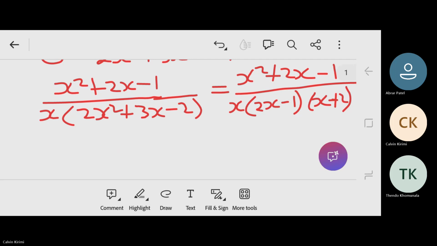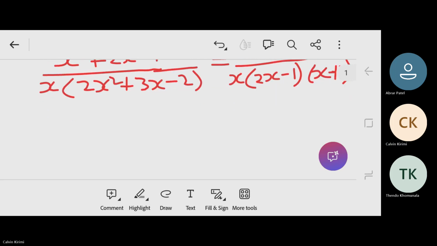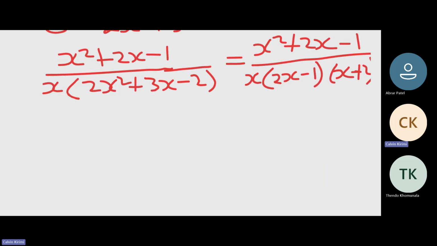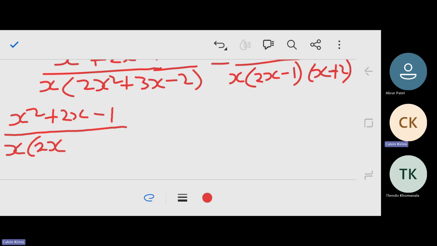For example, x squared plus 2x minus 1 over that denominator which we have factored out, which means it's x, bracket 2x minus 1 as a factor, bracket x plus 2 as a factor. You want to split this into fractions.